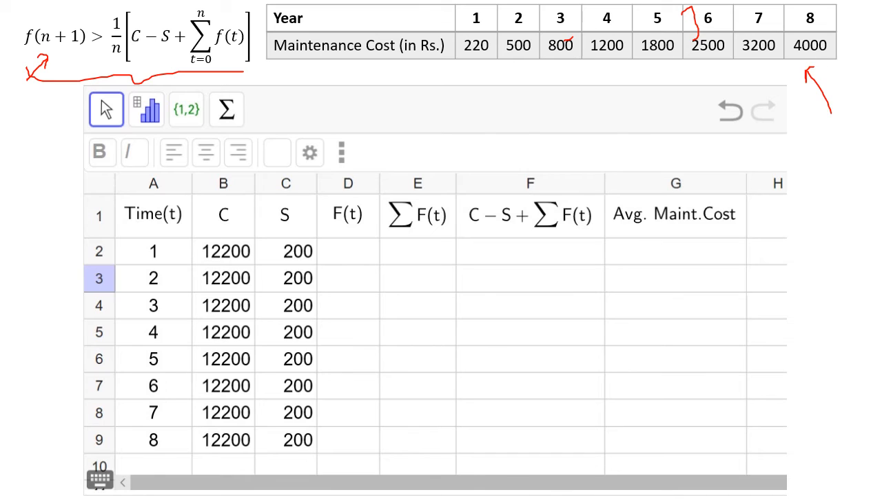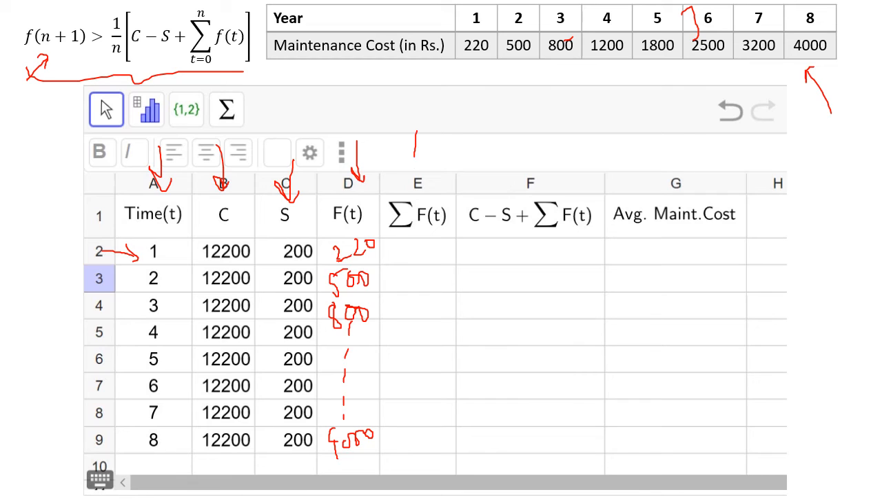And before that, let me give you an idea about what values I have put there in the spreadsheet. In column A, this simply is year number. Column B, capital cost of the machine, which remains same, 12,200. Scrap value of the machine is 200, which again remains same. And then column D, I'm going to put the maintenance costs every year. So during first year, the maintenance cost is 220. During second year, the maintenance cost is 500. Third year, 800, and so on up to eighth year is 4,000.